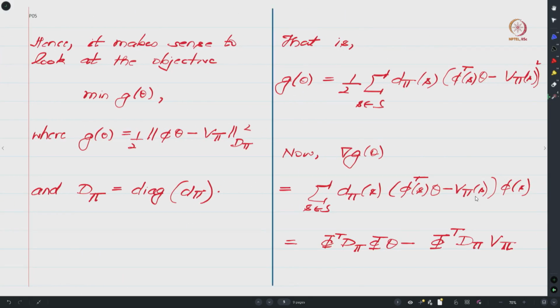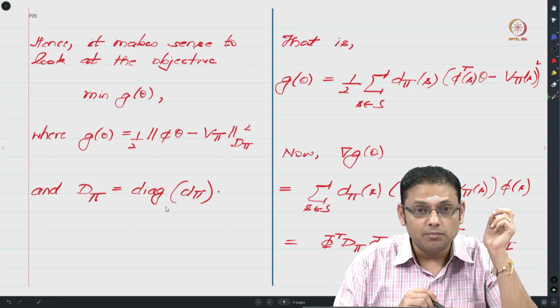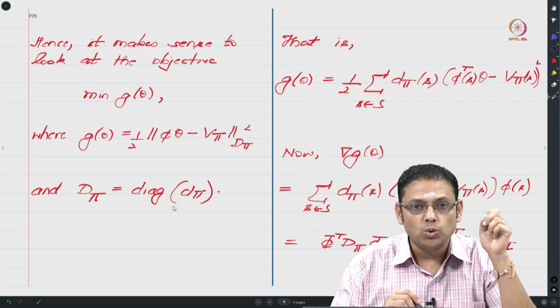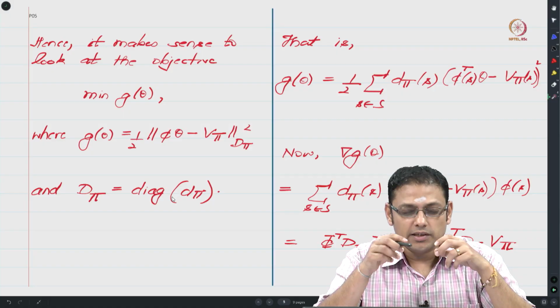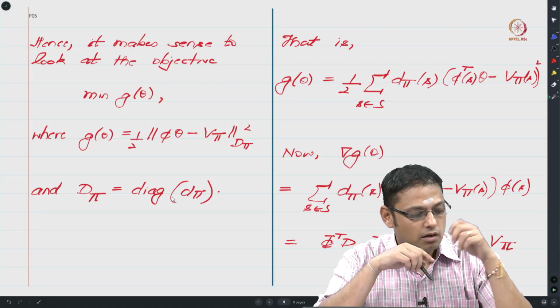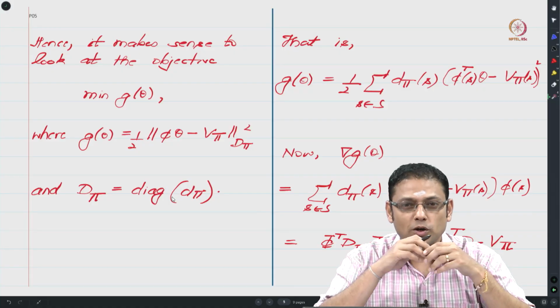So in this sense it seems reasonable that instead of looking at the Euclidean distance between phi theta and v pi, why do we not look at the distance between phi theta and v pi which is induced by this matrix D pi, where D pi is the diagonal matrix whose diagonal entries include little d pi, where recall little d pi is the stationary distribution of the Markov chain S comma P pi. So this Markov chain is also referred to as the Markov chain induced by our policy pi.